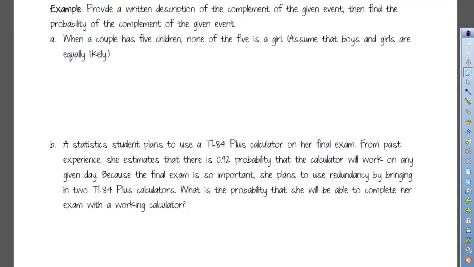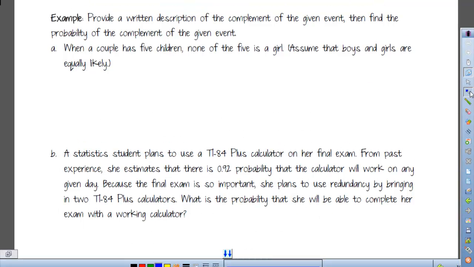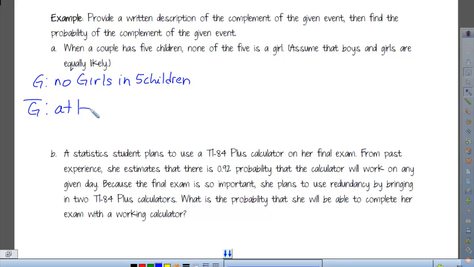another example. Provide a written description of the complement of the given event, then find the probability of the complement of the given event. So say what the complement is, then we're going to find it. When a couple has 5 children, none of the 5 is a girl. The complement, let's say G, is the event of no girls in 5 children. Then the complement is what? At least one girl. Very good.